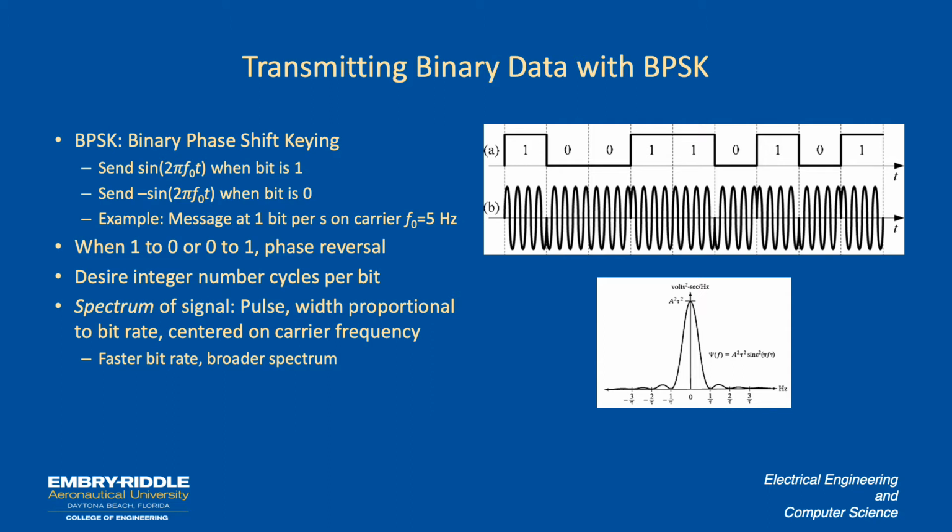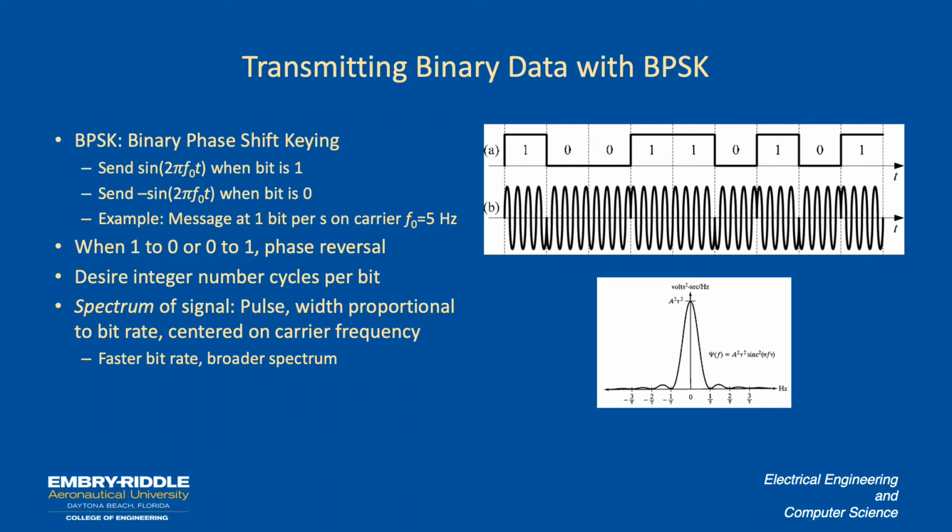The width of this thing, you see it crossing 0 at 1 over tau, 2 over tau, where tau is the width of the bit in time. So again, this would be centered at 5 hertz, with 1 hertz to the right and 1 hertz to the left. So we have basically 2 hertz wide, twice 1 over the duration of the bit, for the bandwidth we're occupying.